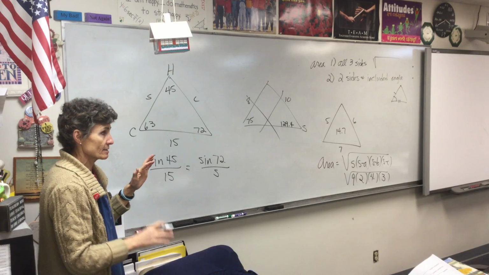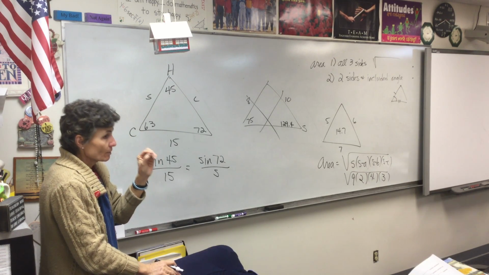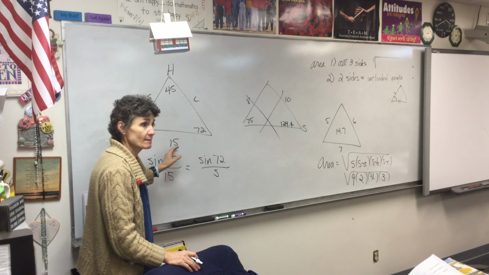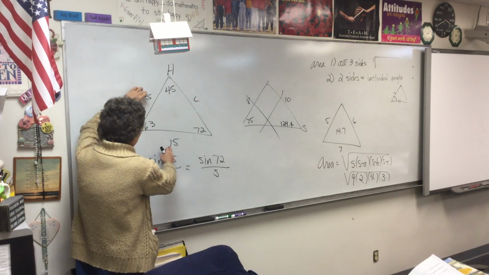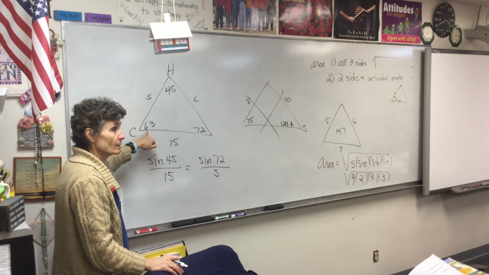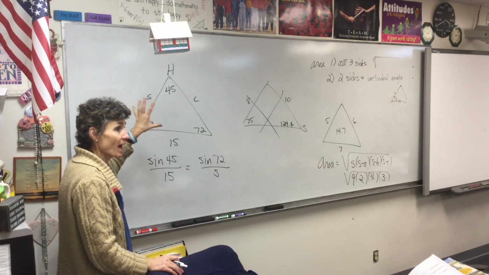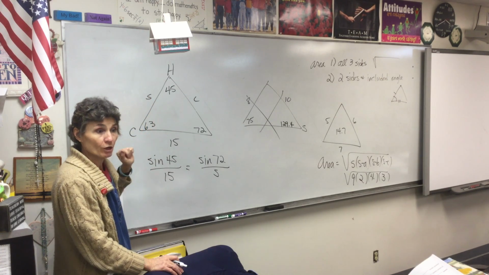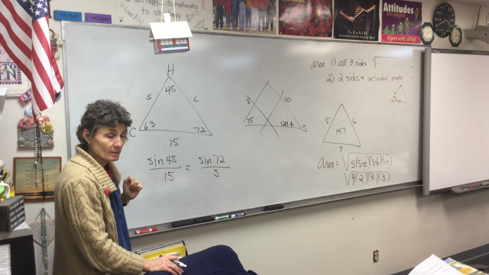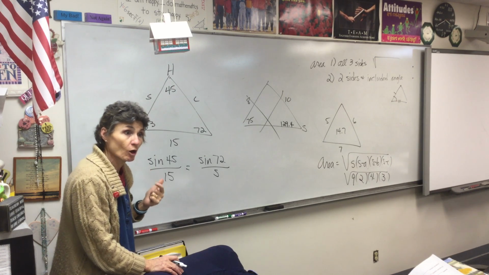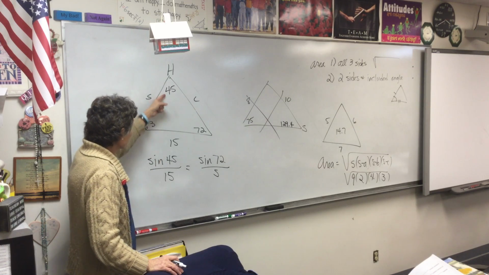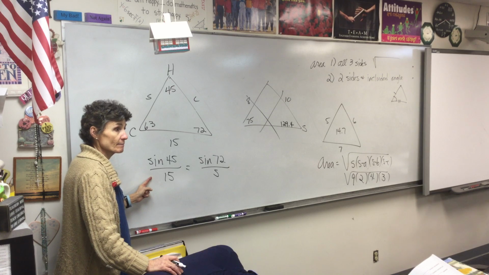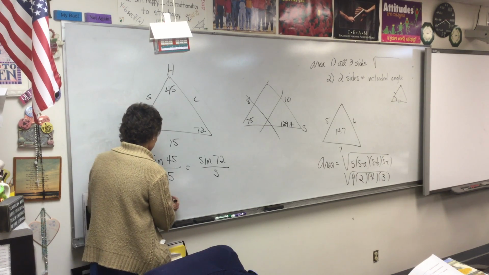Now, why am I doing this? Because when I want area, I either have to have all three sides, or I have to have two sides and the angle in between them. I do not have enough sides in this triangle to find the area. So I'm working on getting another side. I'm either going to do law of sines or law of cosines. I have a pair right here. That means I do the law of sines. So I'll cross multiply.